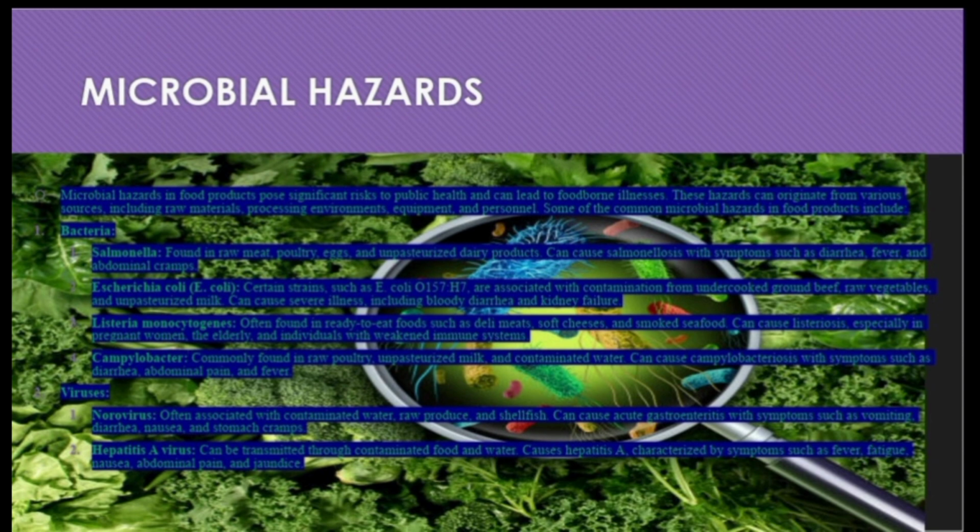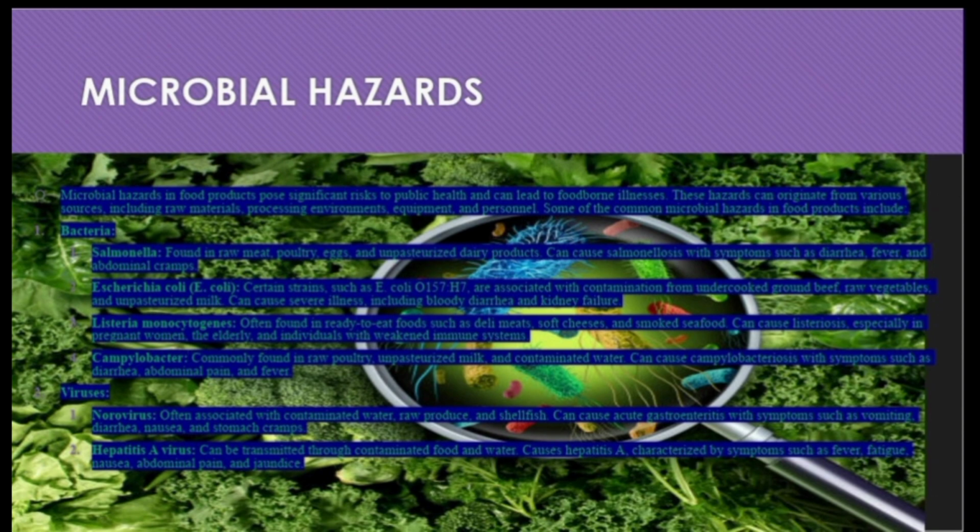Etc. Next, we can see about viruses. Norovirus, often associated with contaminated water, raw produce and shellfish, can cause acute gastroenteritis with symptoms such as vomiting, diarrhea, nausea, and stomach cramps. Hepatitis A virus can be transmitted through contaminated food and water, causes hepatitis A, characterized by symptoms such as fever, fatigue, nausea, abdominal pain, and jaundice.